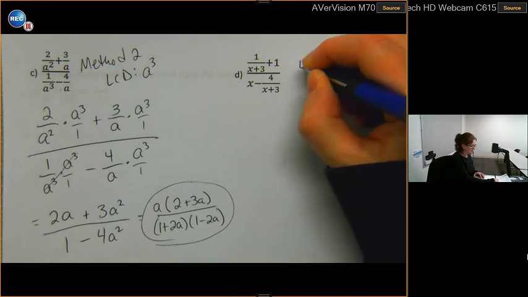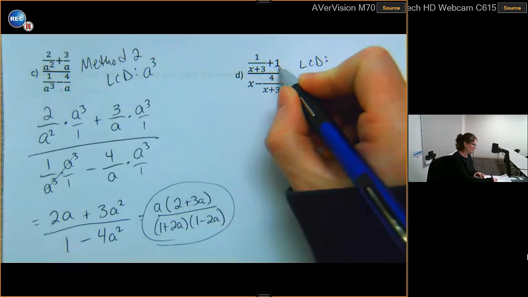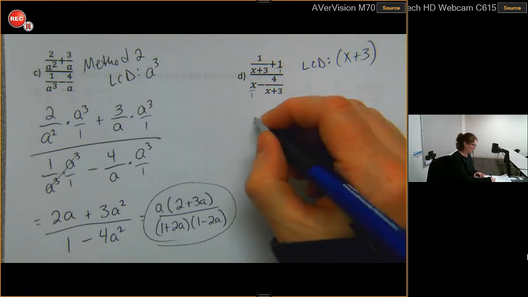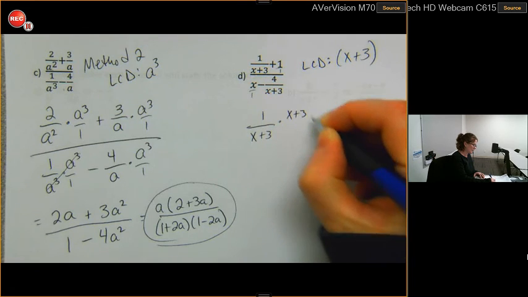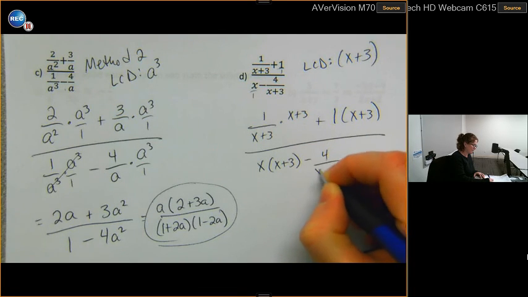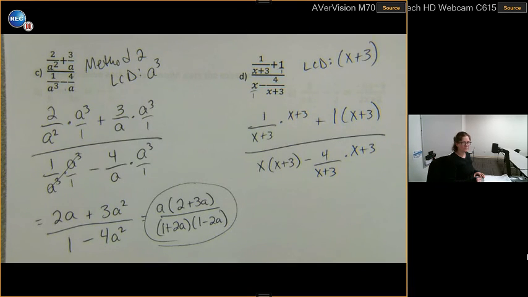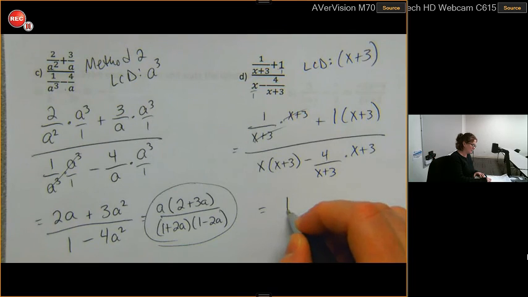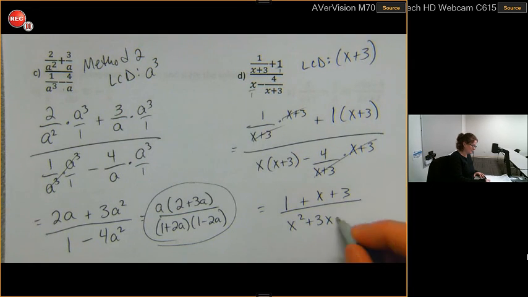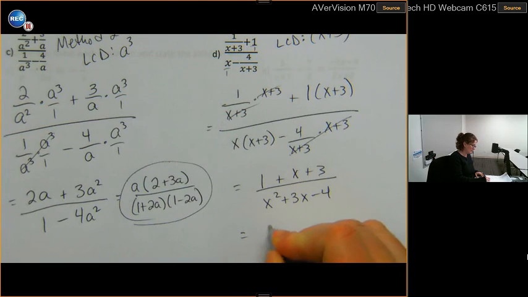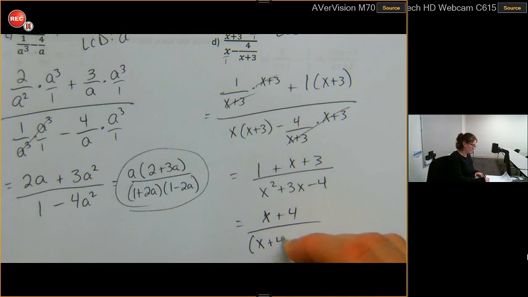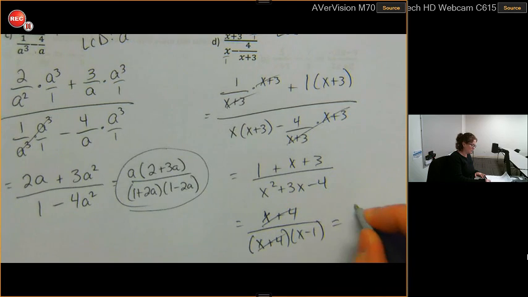Letter D, using method 2. My denominators, I have x plus 3, 1, 1, and x plus 3. So the LCD, the common denominator, is just x plus 3. So I'm going to multiply each part of my original problem times x plus 3. And then what do I get? I get a lot of canceling. Distributing the 1, distributing the x, combining like terms, and then I'm going to factor, cancel, cancel, and I get 1 over x minus 1.